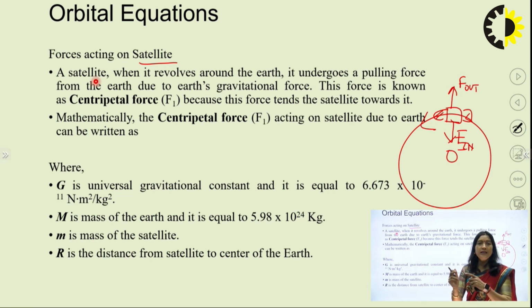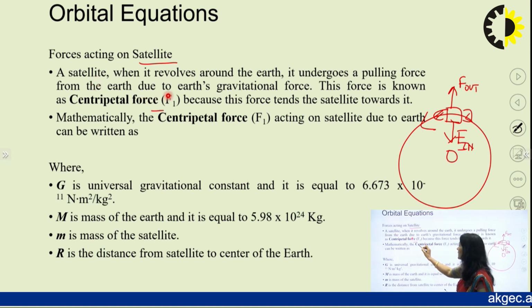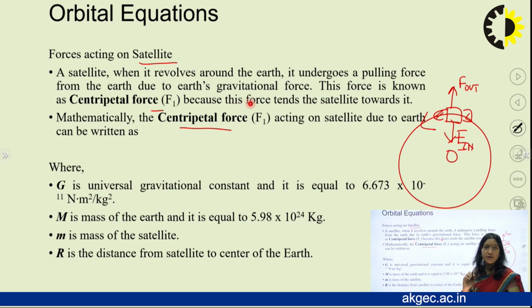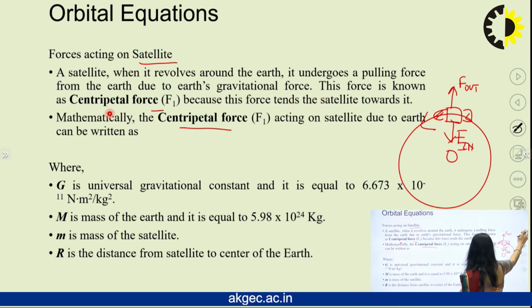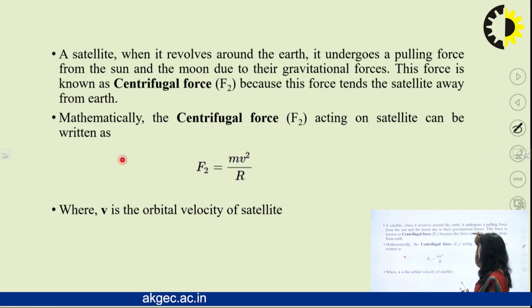To make a satellite revolve around Earth at a constant speed, and not fall within the Earth or outside the Earth, we have to keep these two forces the same. One is centripetal force and another is centrifugal force. Two forces are acting on this, so for the satellite, these two forces must be equal.